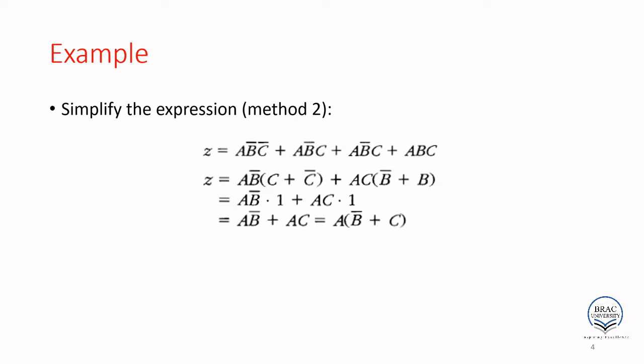This is another simplification approach. So A B' C' plus A B' C plus A B C. Just take the common A B', then C plus C', and A C, take the common B' plus B. So A B' dot 1 becomes A B', and A C dot 1 becomes A C. Take the common A, B' plus C. So whichever way you approach, you get the same final result. This is the second method.